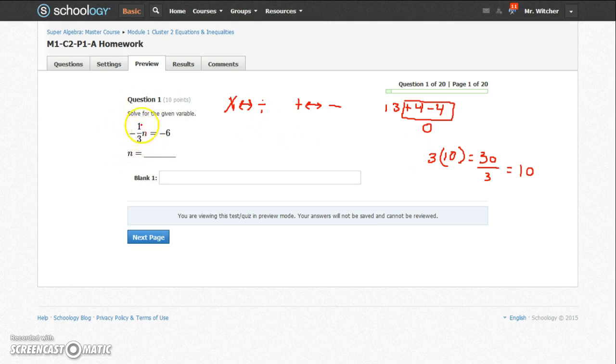So over here, we're multiplying by negative 1/3. So that means we need to divide by negative 1/3, which means we multiply by the reciprocal. We'll do it this way first, and then we'll do it a second way. So I'm going to go ahead and multiply by the reciprocal.